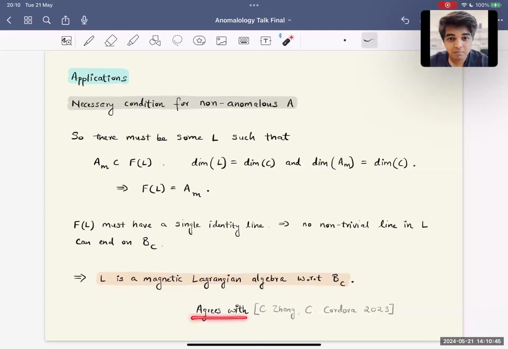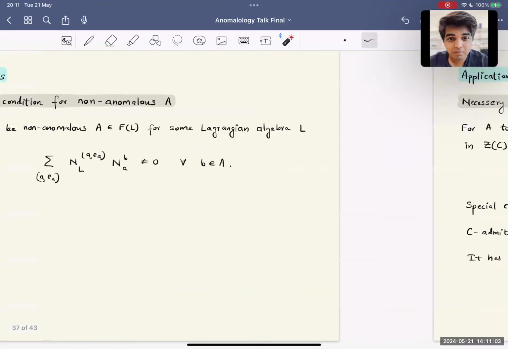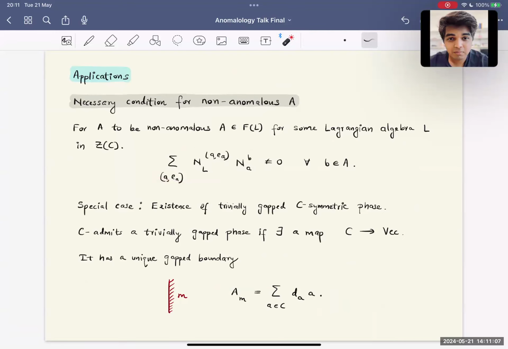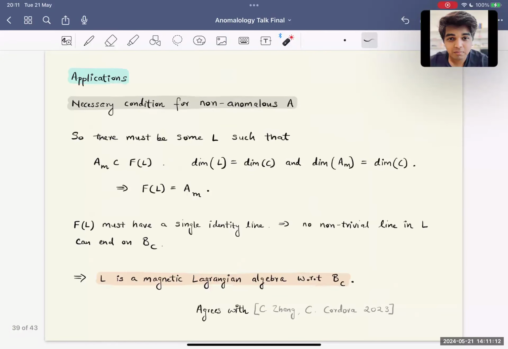So this is a condition that was described in this paper, and for Tambara-Yamagami categories, this condition was very useful to determine when that category admits a trivially gapped face. And you can think about this condition, the magnetic Lagrangian algebra condition, as a special case of this necessary condition when you want to have a completely trivially gapped face. So I just want to mention that as an application, and let me stop here because we are over time. Thank you.